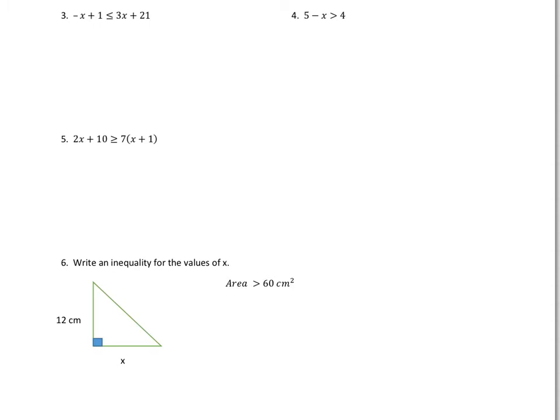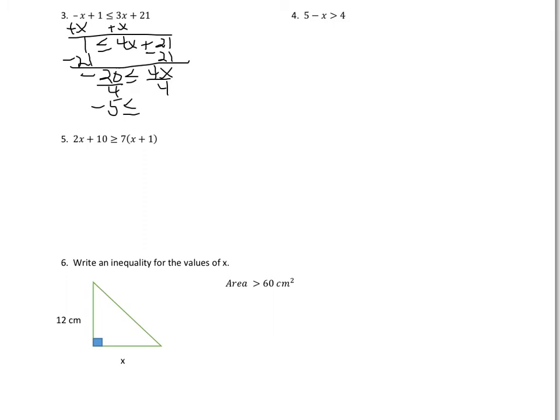All right, so here we've got the opposite of x plus 1 is less than or equal to 3x plus 21. So again, I want to get my variable on one side because I have a variable on both sides. I'm going to start by adding x to both sides. I get 1 is less than or equal to 4x plus 21. Then I'd subtract 21. We get negative 20 is less than or equal to 4x. Divide by 4. And we get negative 5 is less than or equal to x. And there's our inequality.